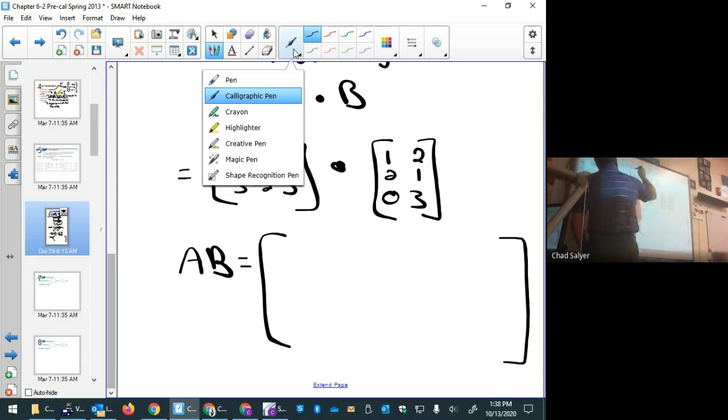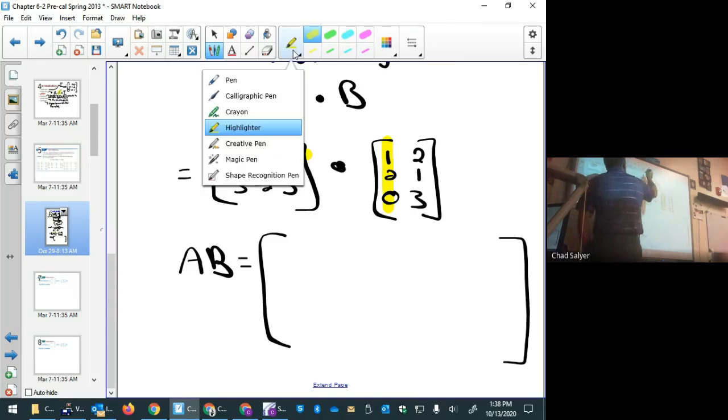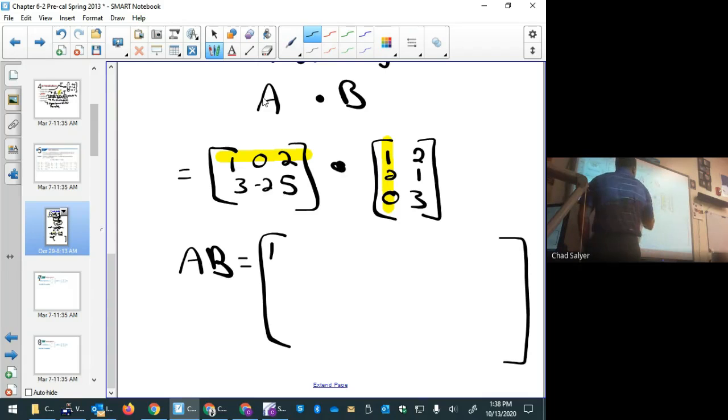So the algorithm to find the product is this. I take my rows from the first matrix and my columns from the second. So the row 1, column 1 in my product matrix is going to be the product of the first row and the first column. I'm going to multiply the corresponding elements and then add them all together. The first row, first column, I multiply the first row by the first column. So 1 times 1 plus 0 times 2 plus 2 times 0.